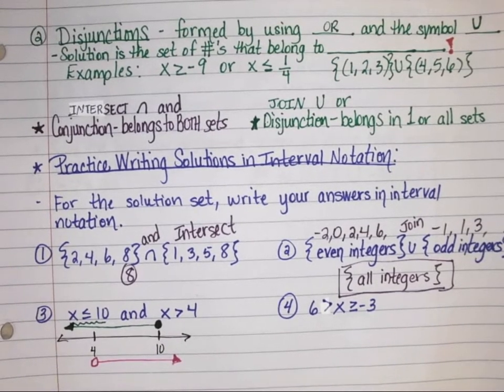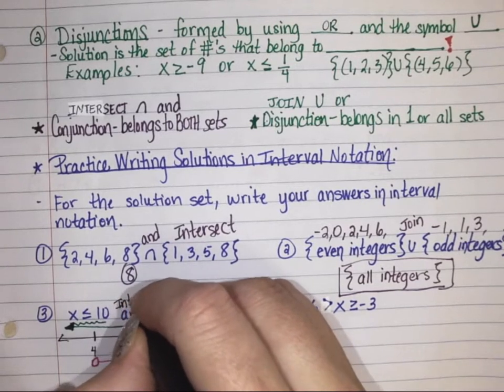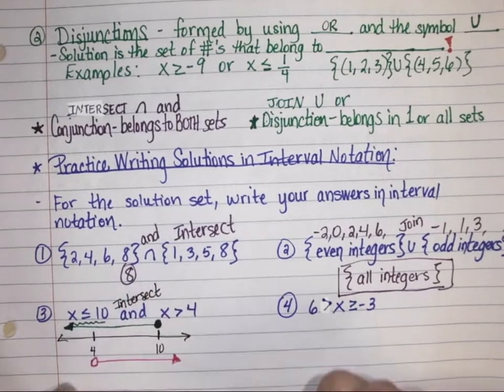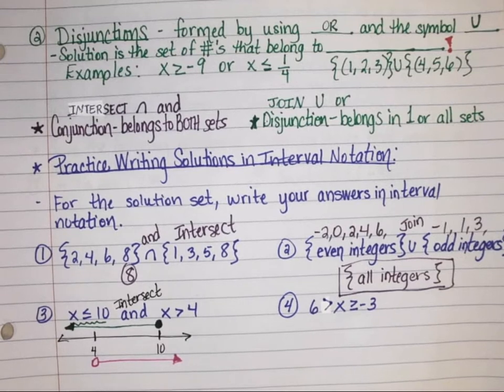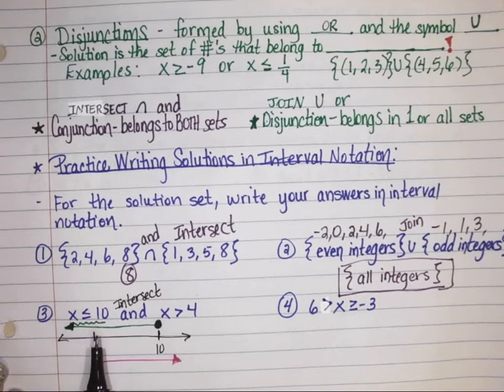And recall what this means: I'm finding out where they intersect. So if you'll notice, the only place here where these two solutions intersect is from 4 to 10. Notice that's the only part in this whole drawing where you have both green and pink.